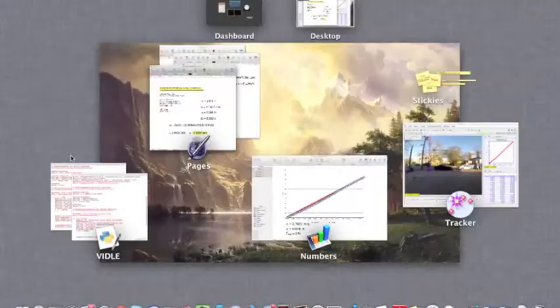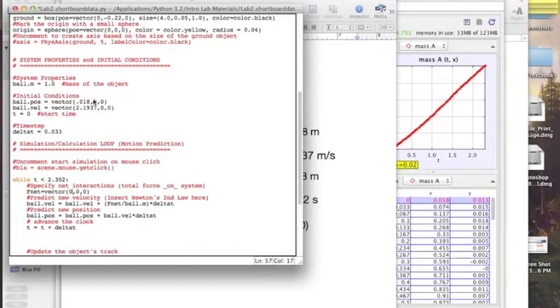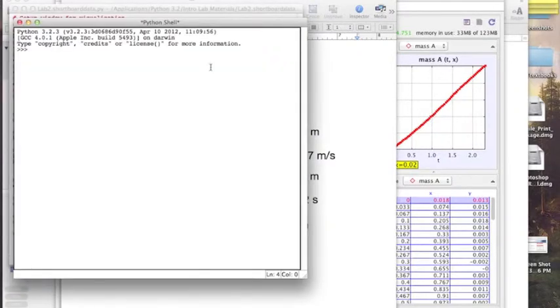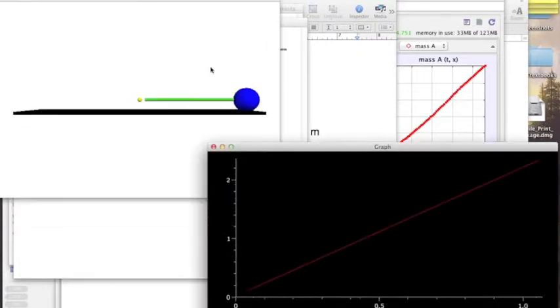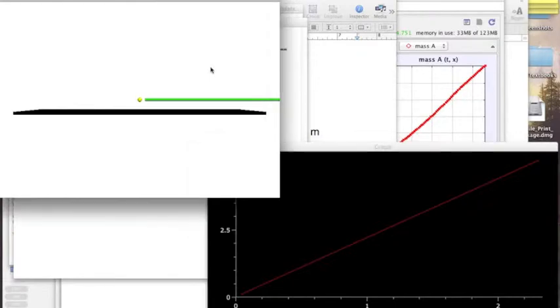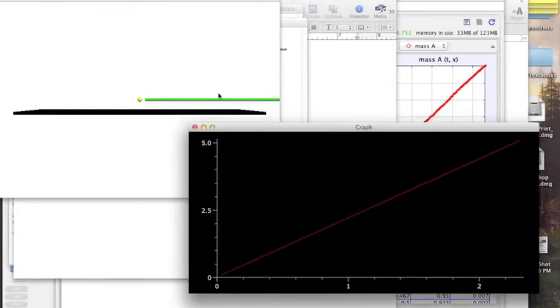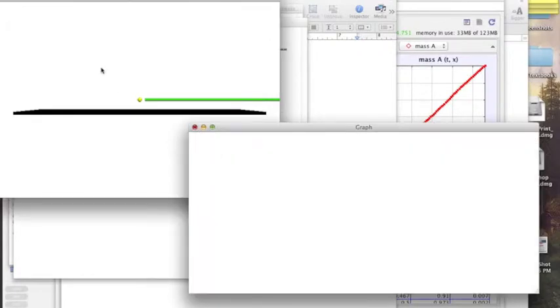And so when we ran this program, it's being glitchy because of the screen recording going on at the same time. But the ball moved in linear motion at a constant velocity, as represented here by this straight line.